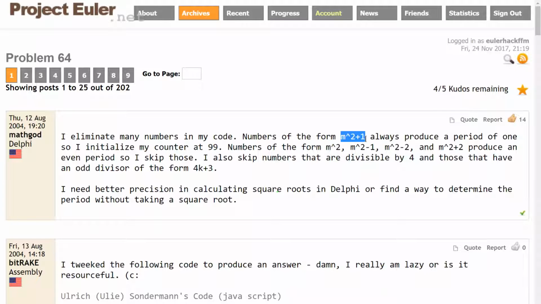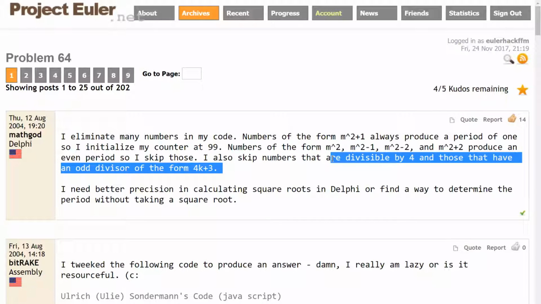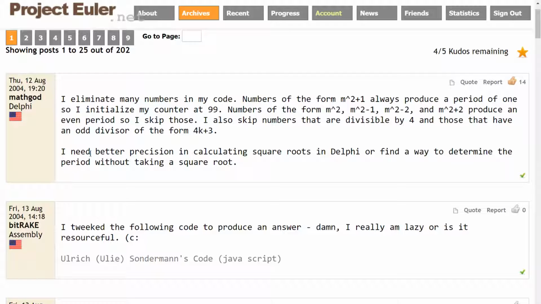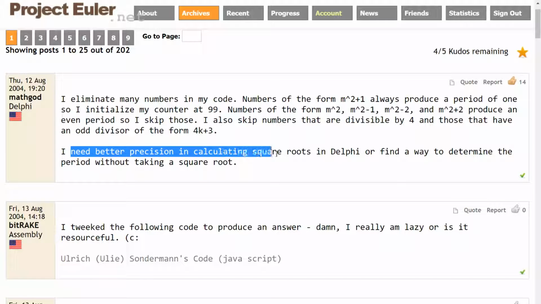So it's okay. So if it's 1 off from a square number, and if it's 2 off from a square number, or if it is a square number, is that what he's saying? Yeah. It will produce even. And those that have an odd divisor of the phone. Okay, fine, sure, why not? And he needed the.